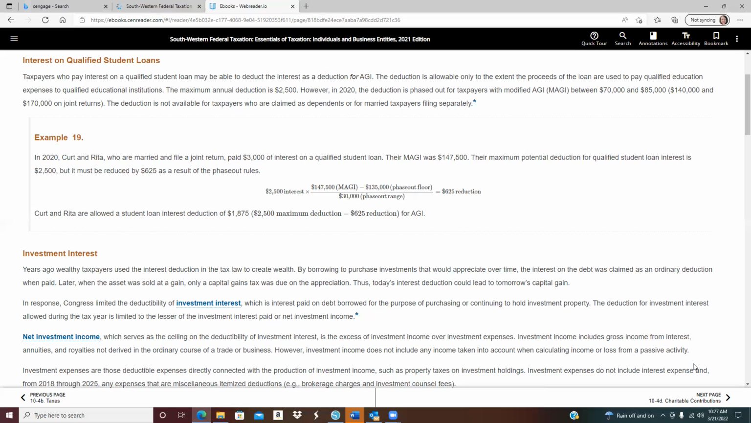So they have $147,500 modified adjusted gross income. Subtract out the phase-out floor of 135,000 and divide that by the phase-out range of 30,000. Then you multiply that by their total amount, and this equals a $625 reduction. Then you take the maximum deduction of $2,500 and subtract the 625 because of the phase-out rule. So the interest deduction they can report is $1,875. Now again, that is if their modified adjusted gross income exceeds the phase-out floor of 135,000.